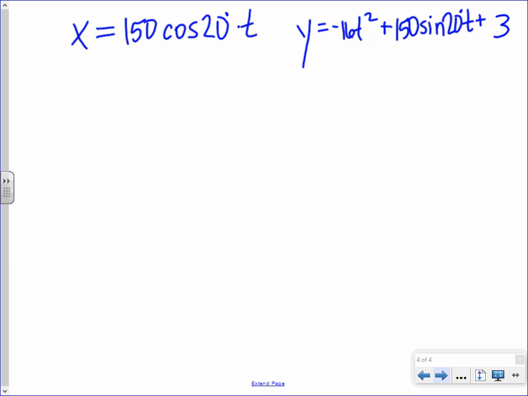Thoughts? How do we figure out if this batter hit a home run? What are some ways? Darby? We want to see if when x equals 400, y equals 20 or greater. So you can put x equal to 400 and solve for t, then plug that t into the y and see if y is at least 20. Okay, so Darby's idea is let's see where the ball is at 400 feet horizontally.